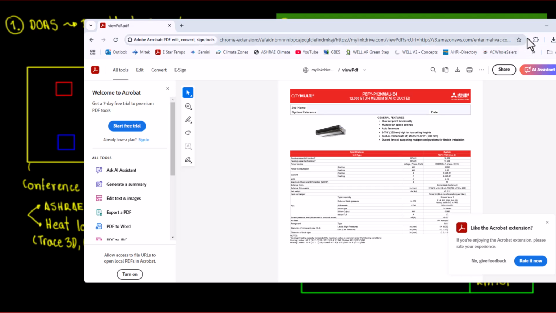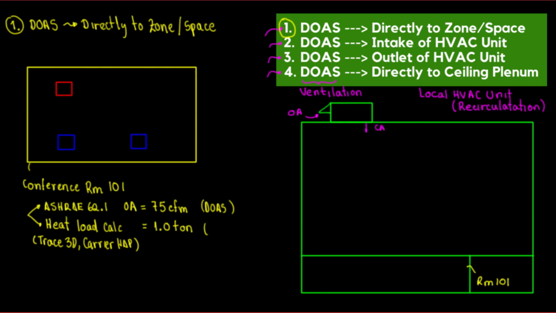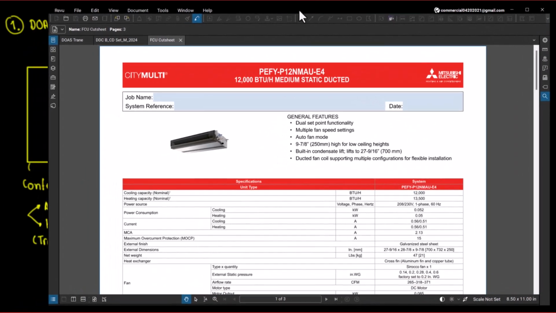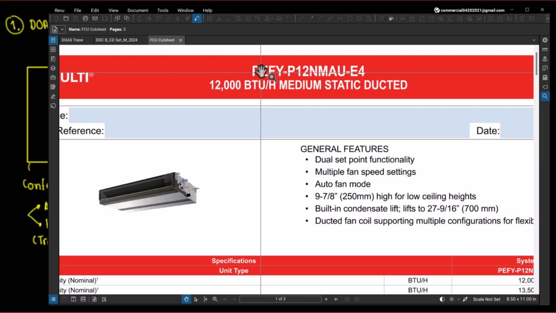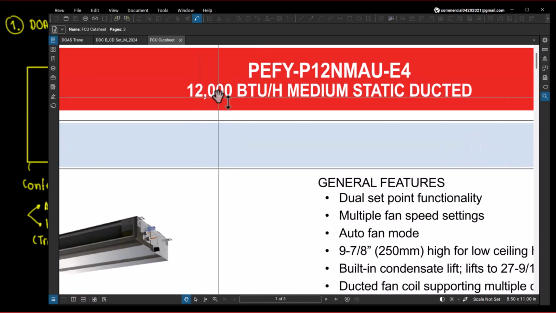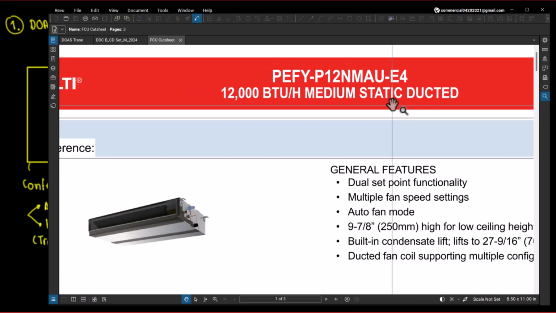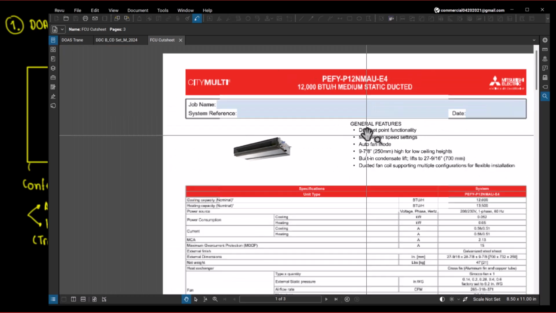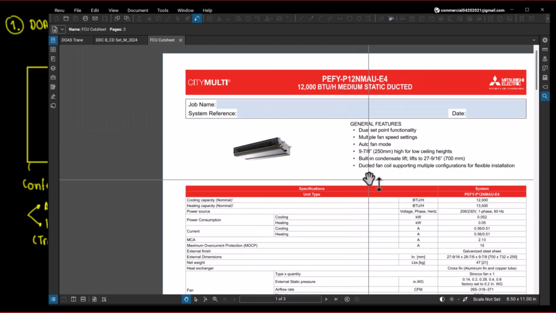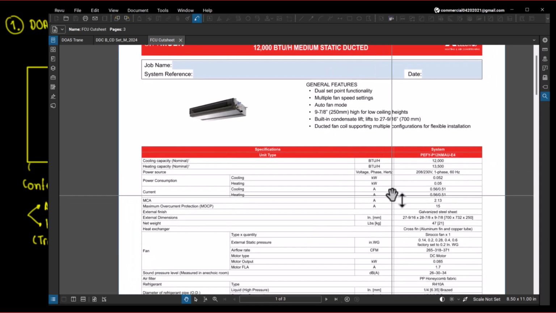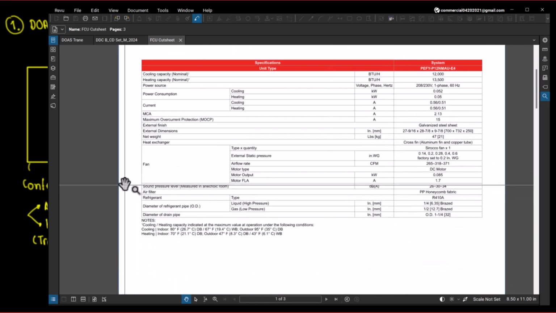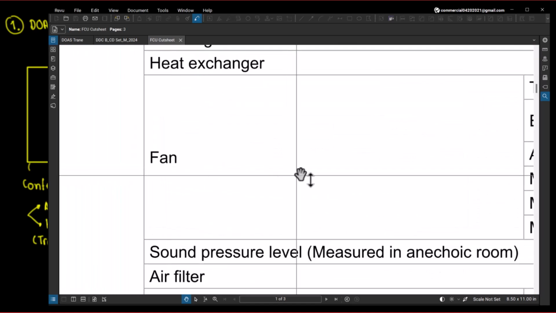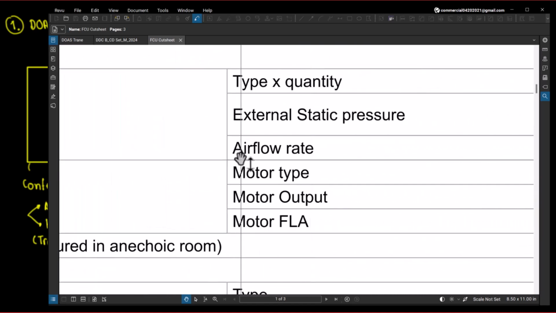From the submittal, I'm going to download this. And now that I downloaded it, we're going to analyze this a little bit. For a 1 ton unit, this is the unit. As you can see, it says 1 ton, 12,000 BTU per hour, medium static ducted. This is going to take care of the AC, heating and cooling. For this, what I need to know is the CFM. So let's go to the part where it says CFM. There we go, the fan, airflow rate.